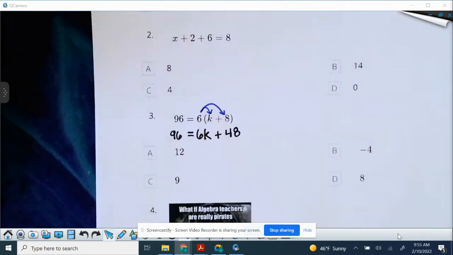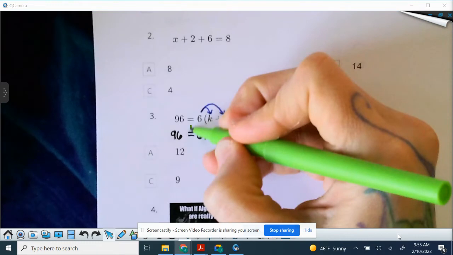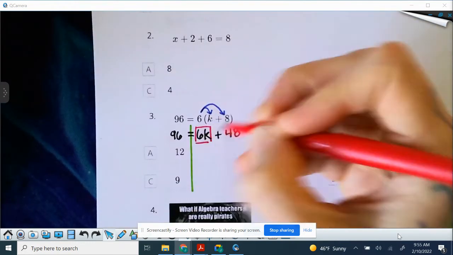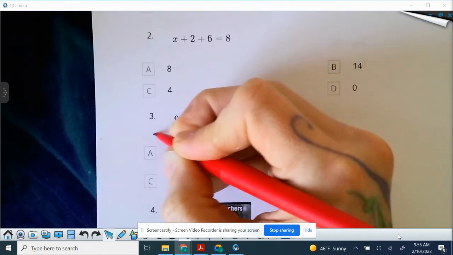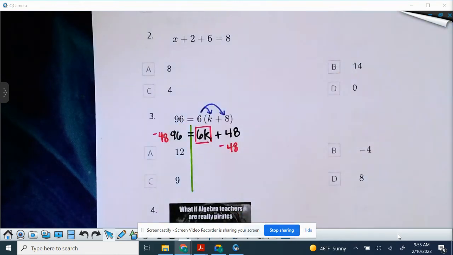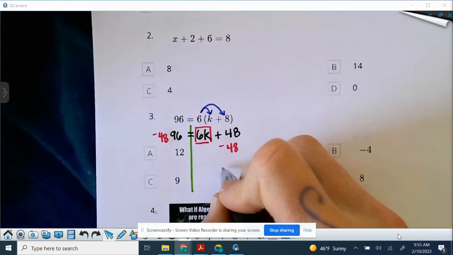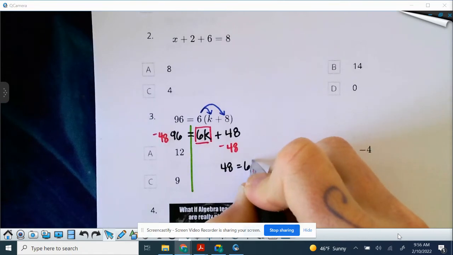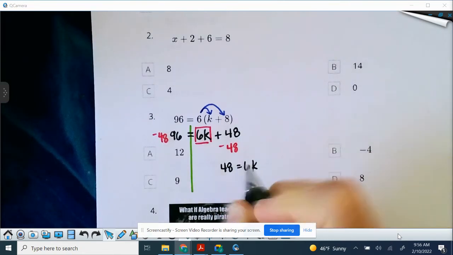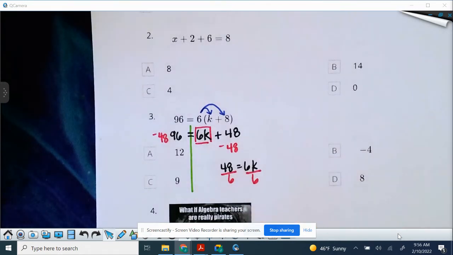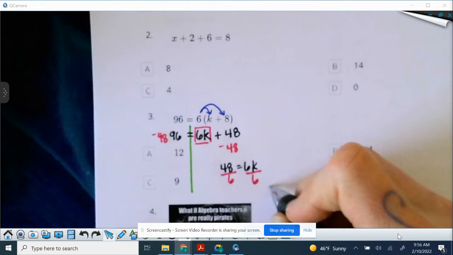Now, it's just like your literals, but there's numbers so things can simplify. I need to get k by itself. So I'm going to subtract 48 from both sides. And I just wrote it beside it because the 12 is underneath there. So 96 minus 48 gives me 48. So 48 equals 6k. We're going to divide both sides by 6. And k is going to equal 8.